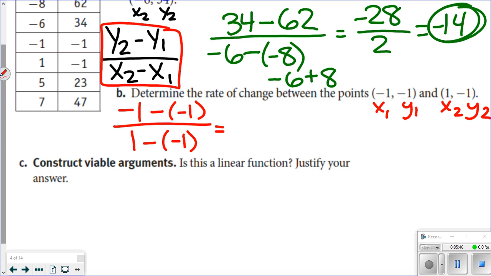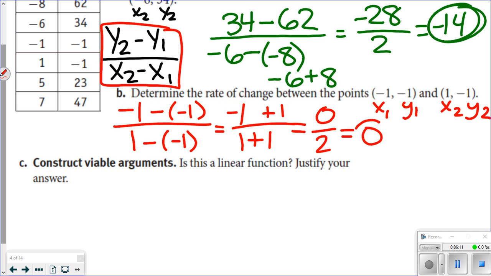So y2 minus y1 over x2 minus x1. All of these two negatives turn into a positive. So this becomes negative 1 plus 1, which is 0. 1 plus 1 is 2. I have 0 cookies for 2 people. They get 0 cookies.